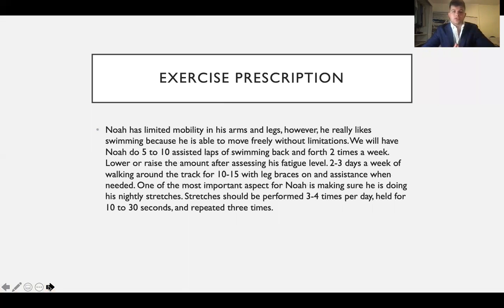So, exercise prescription. Noah has limited mobility in his arms and legs, so we're going to have him do some swimming because he really enjoys it and because it allows him to move more freely than walking or anything else out of the water. We'll have Noah do 5 to 10 assisted laps of swimming back and forth 2 times a week. Lower or raise the amount after assessing his fatigue level. Also 2 to 3 days a week of walking around the track for 10 to 15 minutes with leg braces on, with assistance when needed.